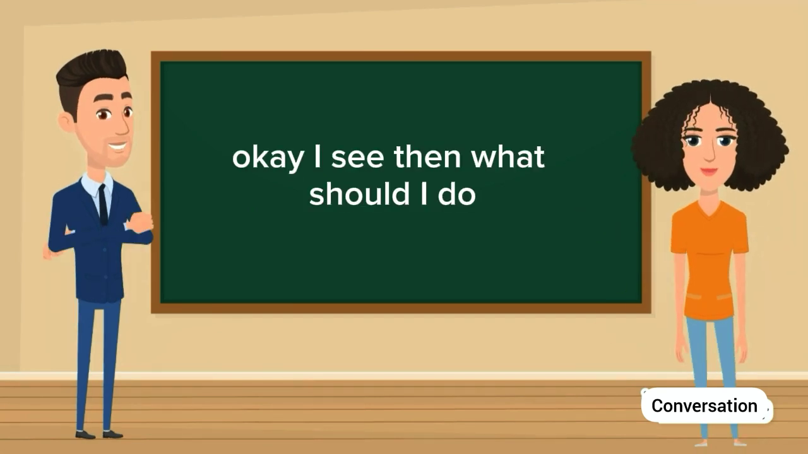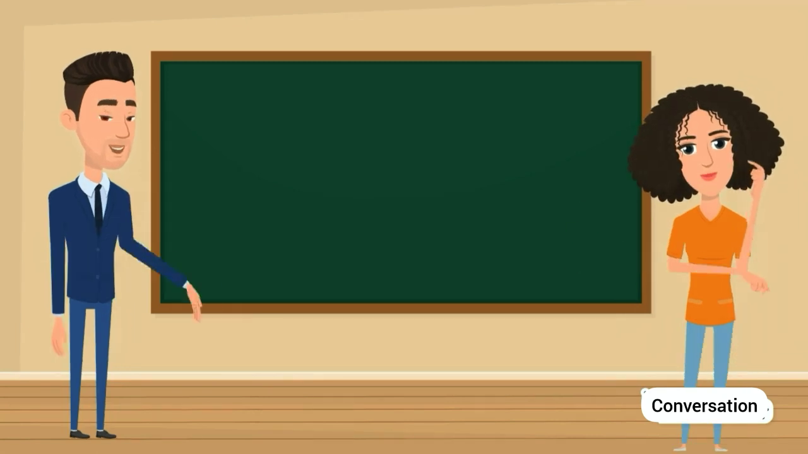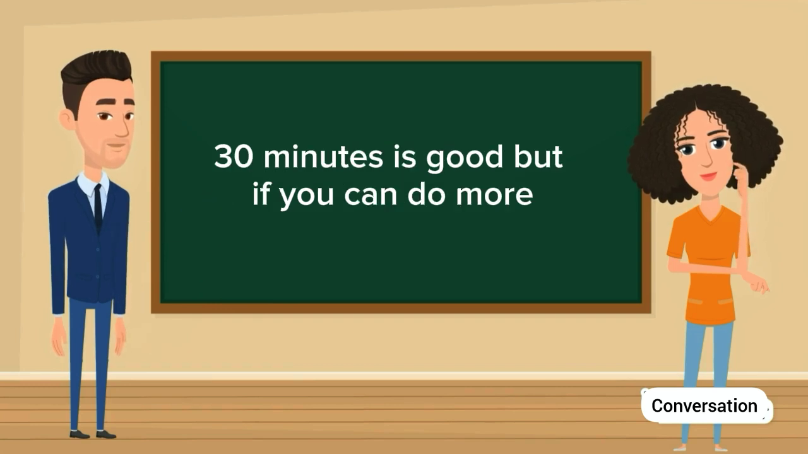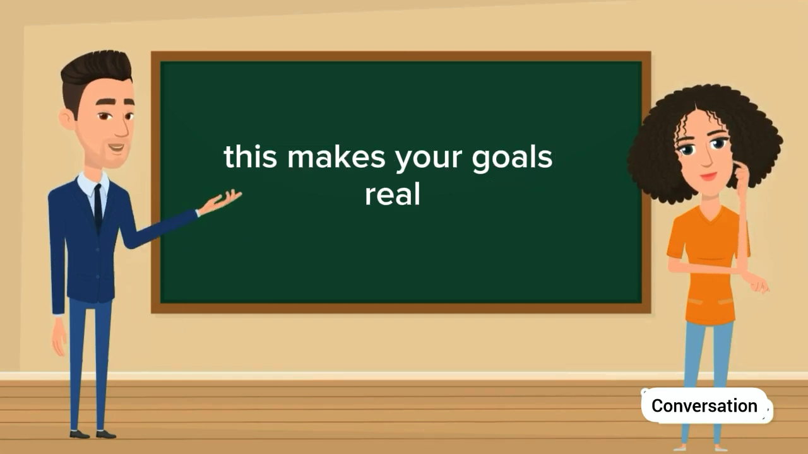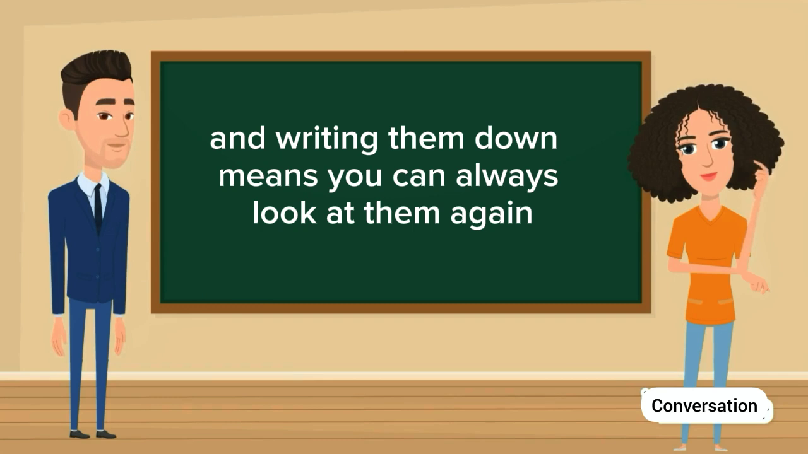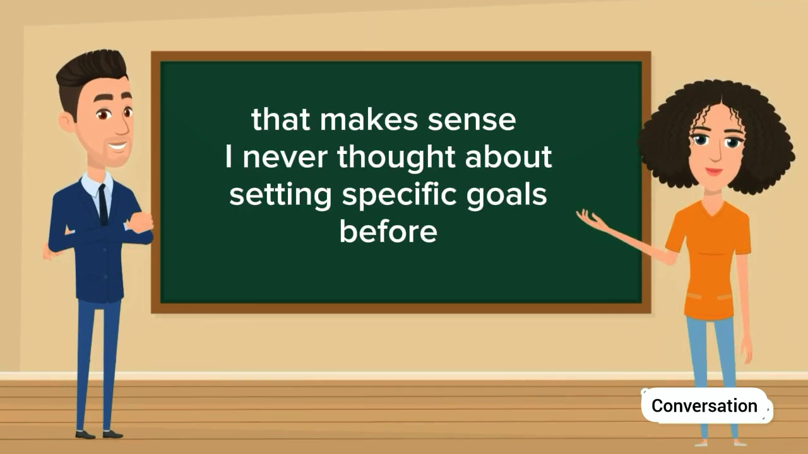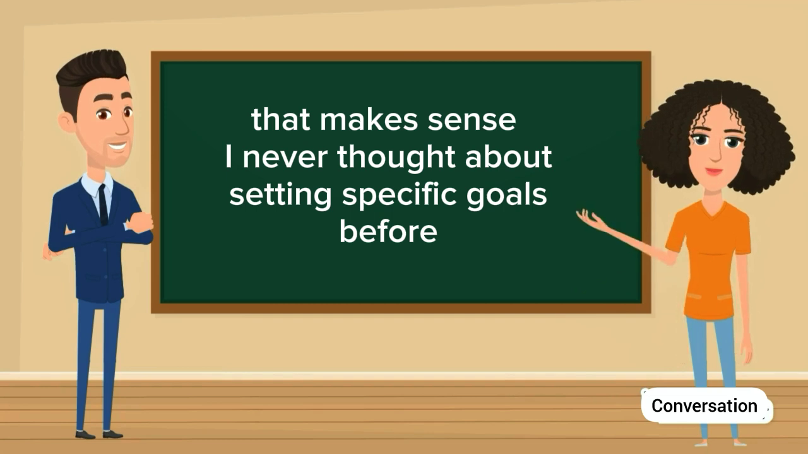Okay, I see. Then what should I do? After that, decide how long you will study English every day. 30 minutes is good, but if you can do more, that's even better. Write down your English learning goals. This makes your goals real, and writing them down means you can always look at them again. That makes sense. I never thought about setting specific goals before.